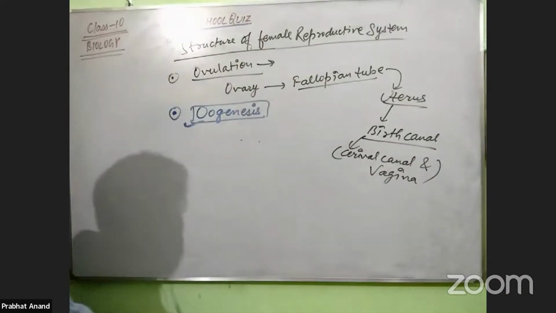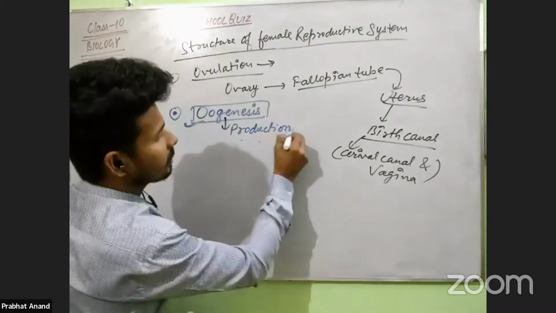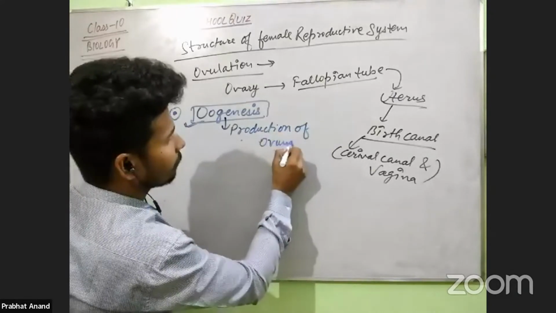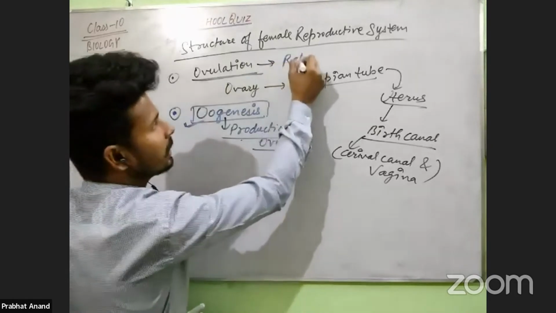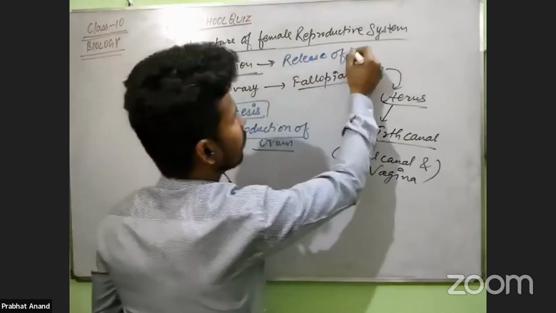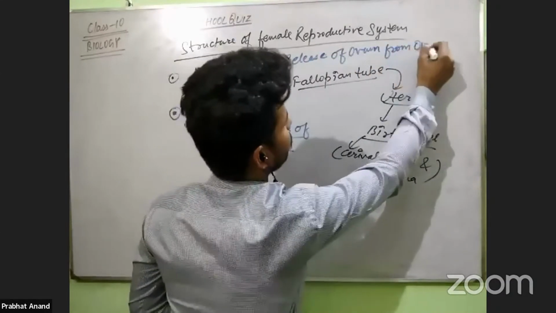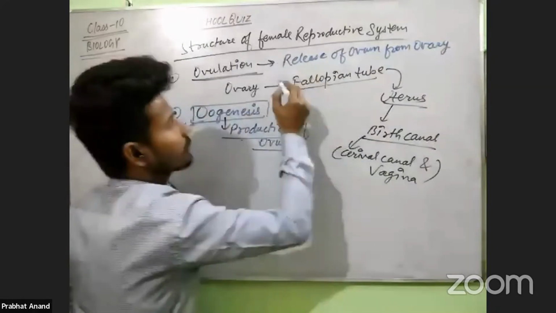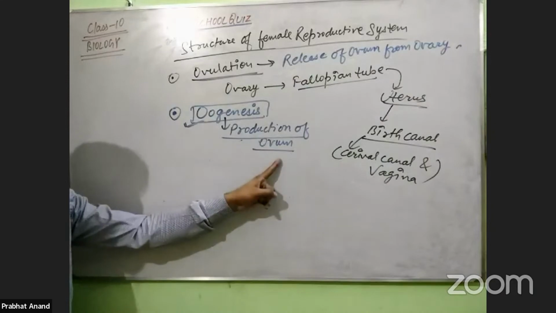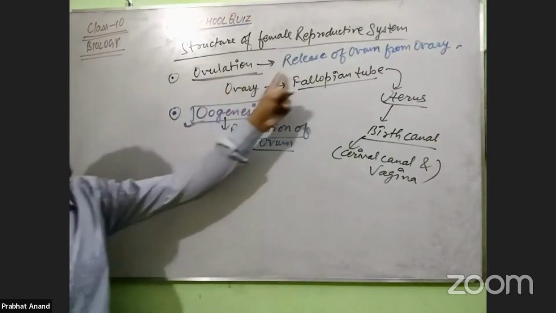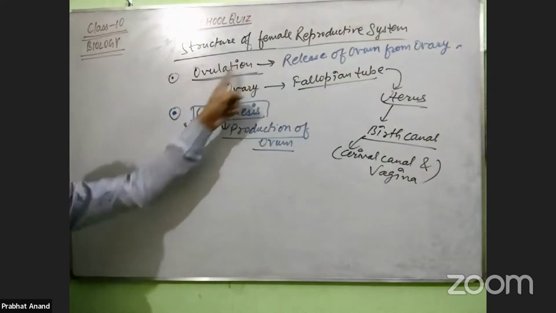So this is the production of ovum, and this process is the release of ovum from the ovary. These two processes are different. First is oogenesis. First of all, the production of ovum will take place, and then the ovum will be released out from the ovary by the process called ovulation.